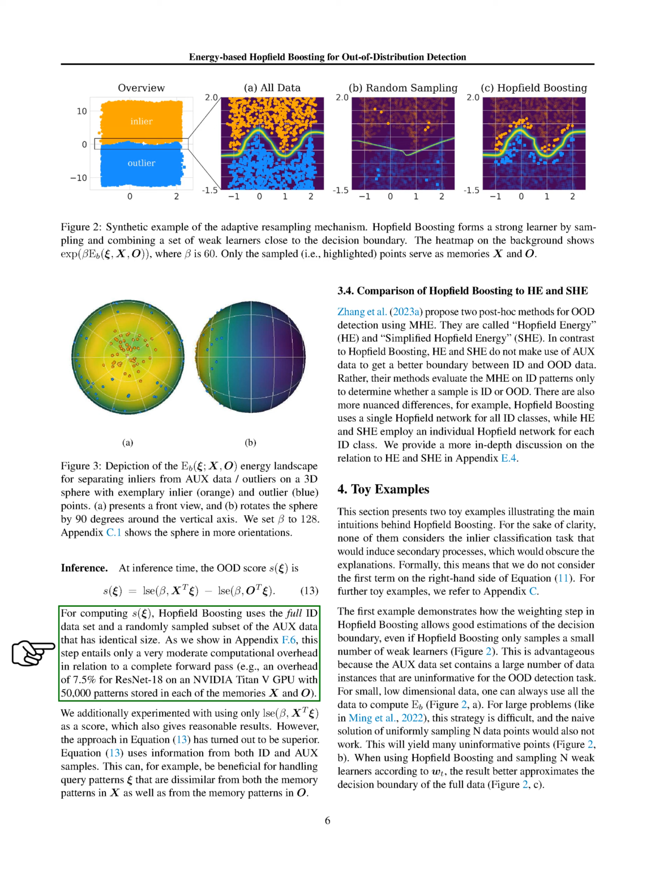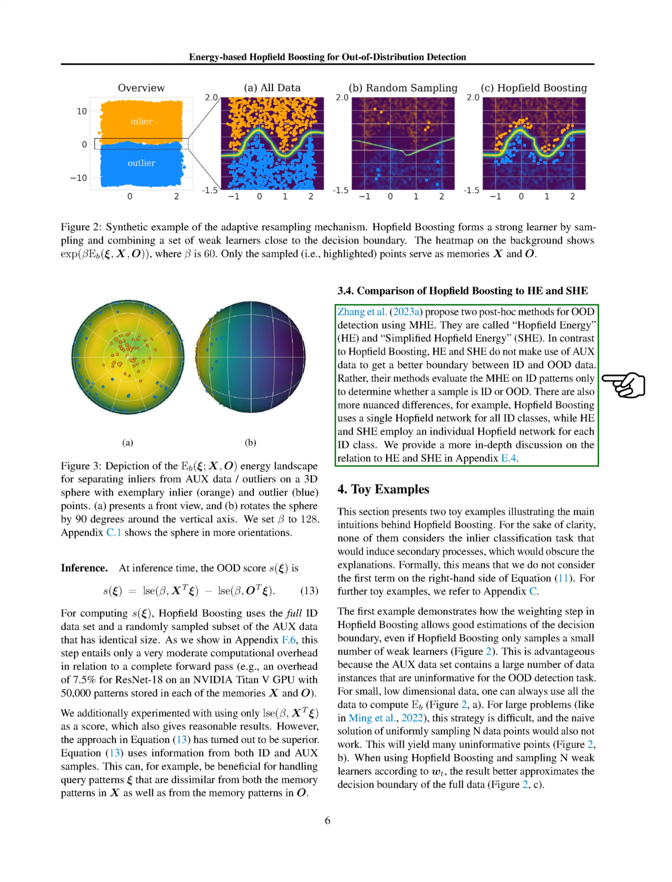This step incurs a slight computational overhead compared to a complete forward pass. We experimented with using a different scoring method, but the approach in the equation has proven to be more effective as it leverages information from both ID and AUX samples. This can be advantageous for handling query patterns that are dissimilar from both the memory patterns in X and O.